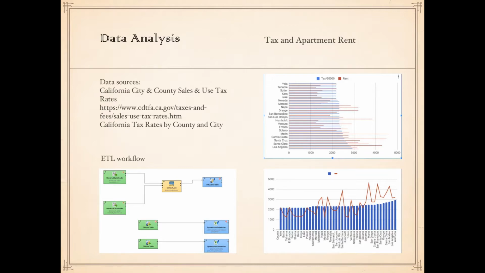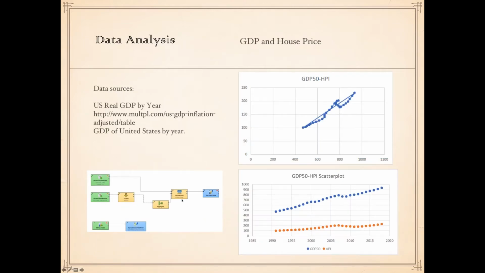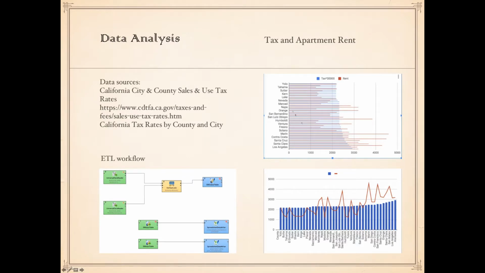After we create our database model, we can combine the data with an external data source to do data analysis. First, we combine the internal data and external data in the ETL workflow. Then we create some charts. In this chart, we want to find some relationship between sales tax and apartment rent. We use the California tax rate from the external data source, and we create this chart.